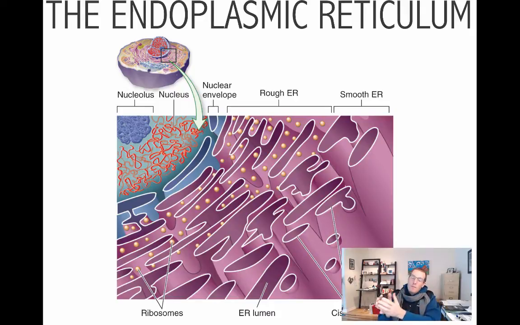So those are free ribosomes in the cytoplasm. That is where all translation begins, except in the mitochondria and chloroplast. But all translation initiates in the cytoplasm. Some of those ribosomes are actually then sent to the rough ER.